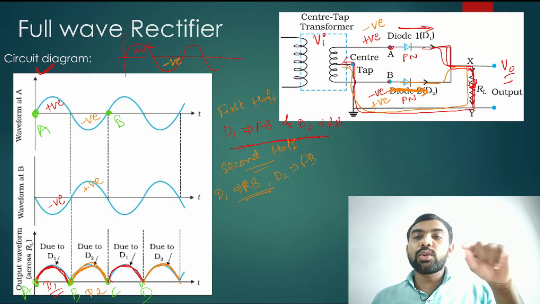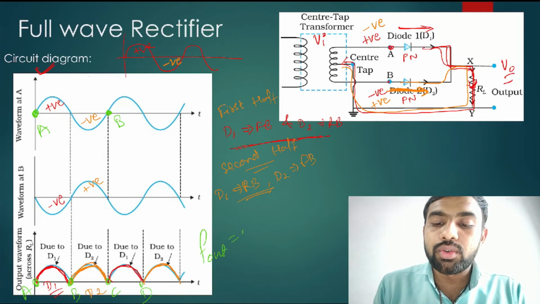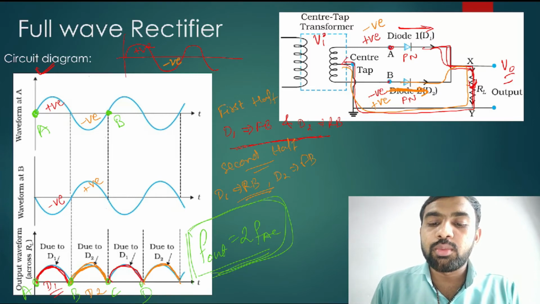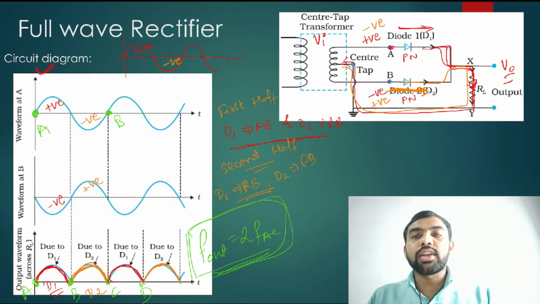So the frequency of input is half of the frequency of output. Here the frequency of output is equal to 2 times the frequency of AC. Must note this formula: frequency of output is 2 times the frequency of input.